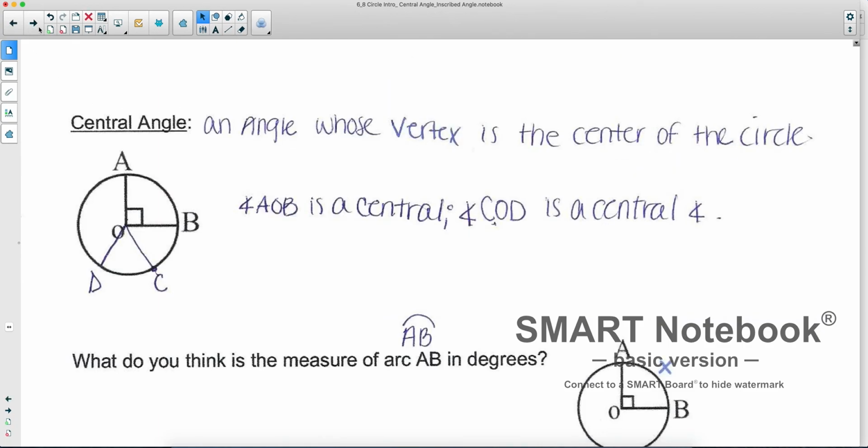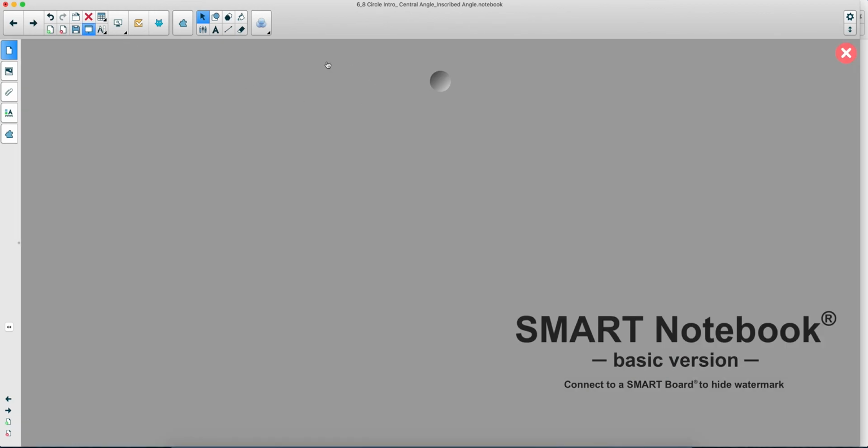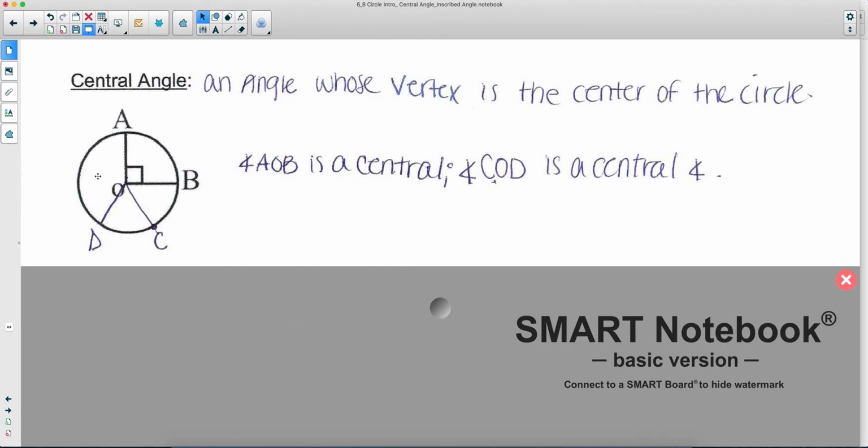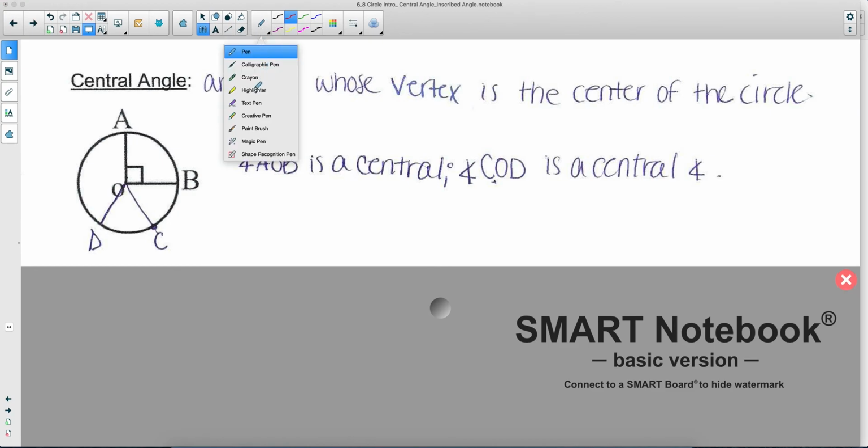Okay, so now the good stuff. Anytime we have circles, we can create different types of angles. The first angle we can create is called a central angle. A central angle is an angle whose vertex is at the center of the circle. If you were to highlight angle AOB, O is the center of the circle. If I highlight angle DOC, O is the center of the circle. So angle DOC or COD are both central angles.